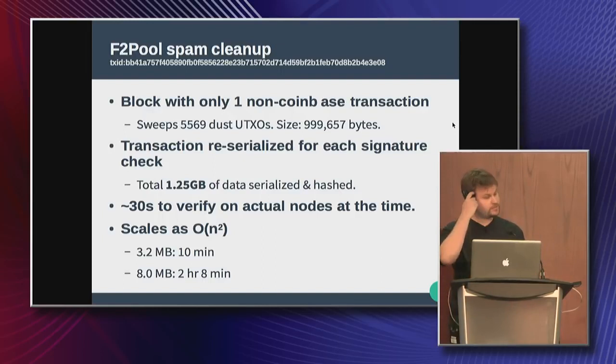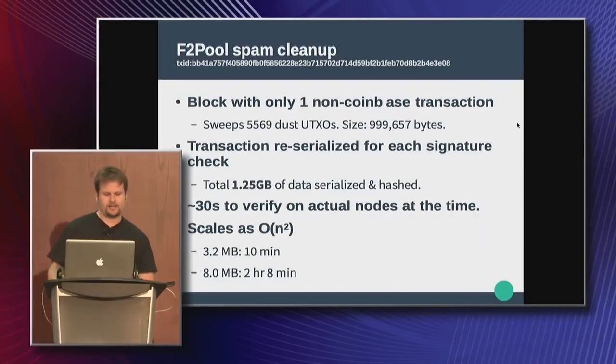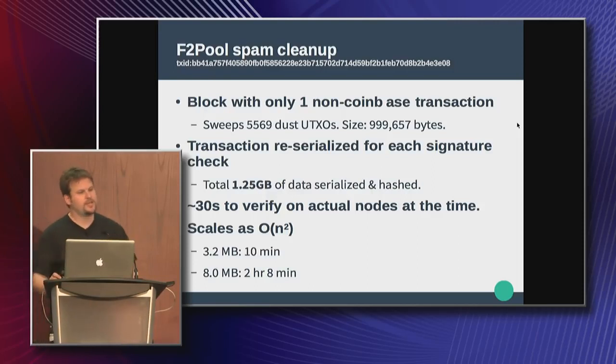This happens because it is one giant transaction that's about 999 kilobytes, and it contains about 5,500 signature operations. Each of these signature operations serializes the entire 1 megabyte transaction out. It does some work on it first in memory, moving buffers around, serializes it out, and then hashes, resulting in about 1.25 gigabytes of data being serialized and hashed. And the Bitcoin serializer is not fast. That's actually where about 60% of the validation time was, at least on my node.